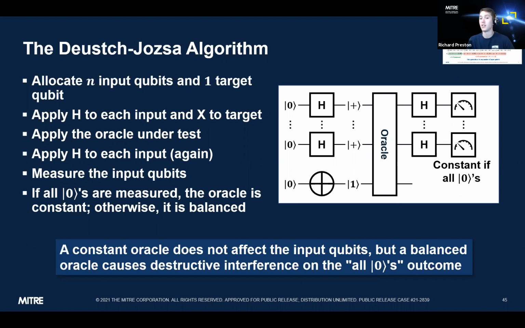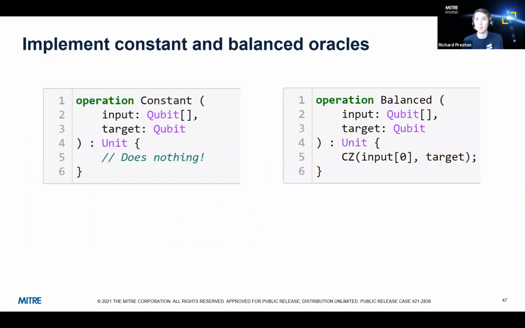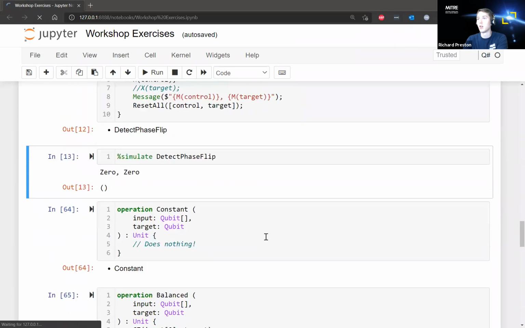In the remaining time, we don't have much time left, I want you to do your best to implement this. And I think, maybe if we go over by 1 or 2 minutes, we will have enough time. The first thing we need to do is implement the constant and balanced oracles. So I'll show you. We go back to our workshop exercises here.